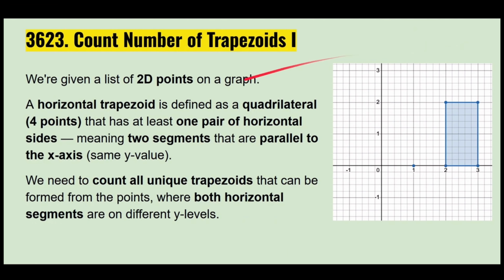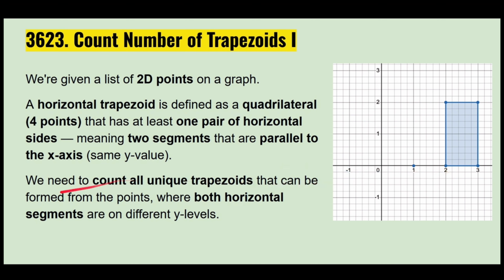So let me come back to here. Now it is saying that a horizontal trapezoid is defined as a quadrilateral of 4 points that has at least one pair of horizontal sides, which we have seen already. This axis is called horizontal, meaning two segments that are parallel to the x-axis. So what is parallel to the x-axis in this trapezoid? This one and this one. So there are two segments that are parallel to the x-axis with the same y value.